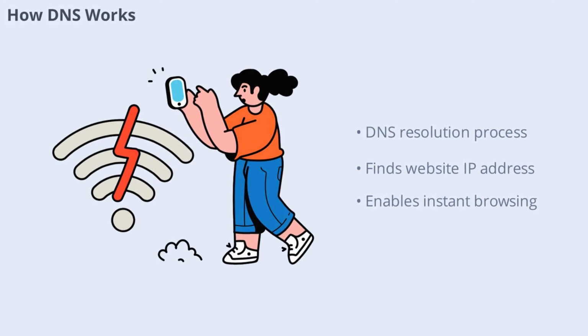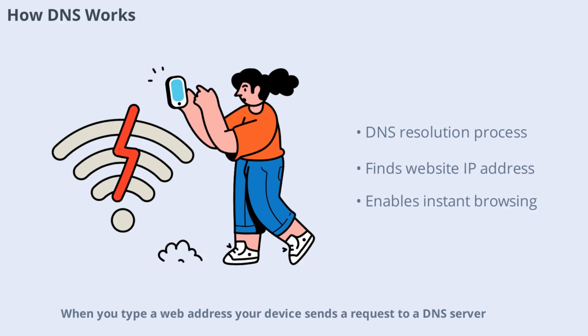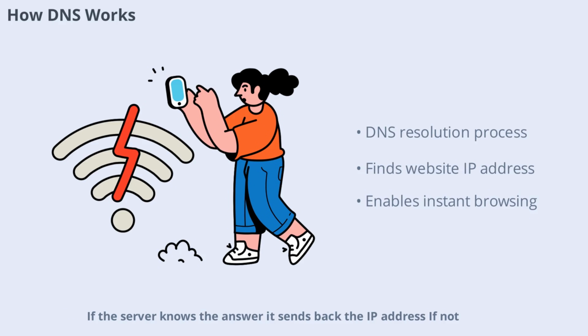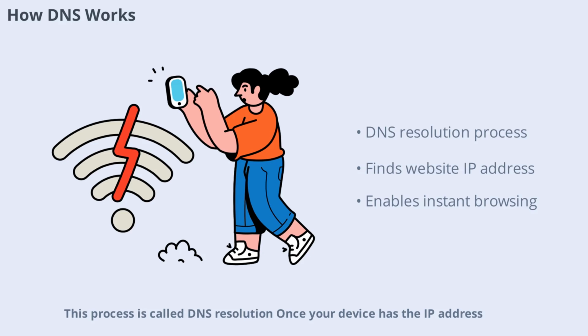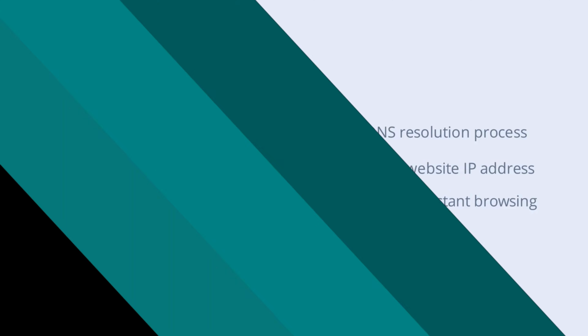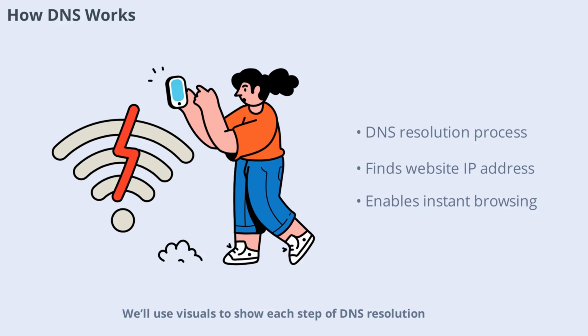When you type a web address, your device sends a request to a DNS server. If the server knows the answer, it sends back the IP address. If not, it asks other servers until it finds the right one. This process is called DNS resolution. Once your device has the IP address, it can connect to the website server and load the page. This behind-the-scenes process happens every time you visit a site, making the internet feel instant and reliable. We'll use visuals to show each step of DNS resolution.